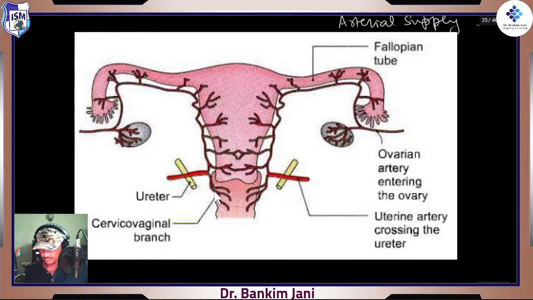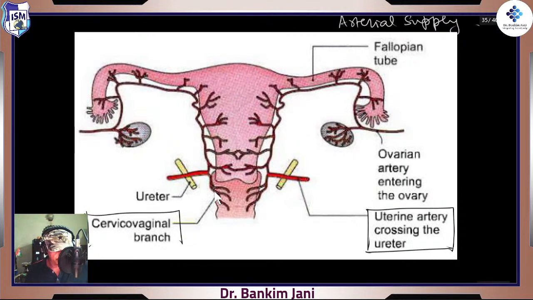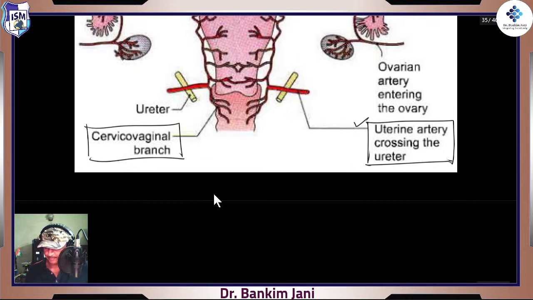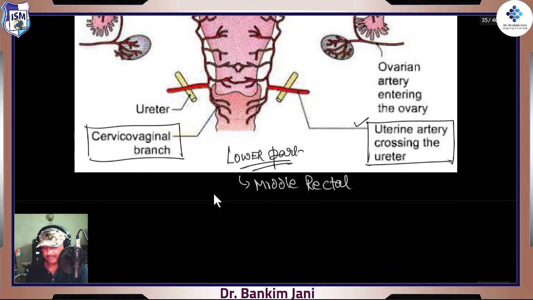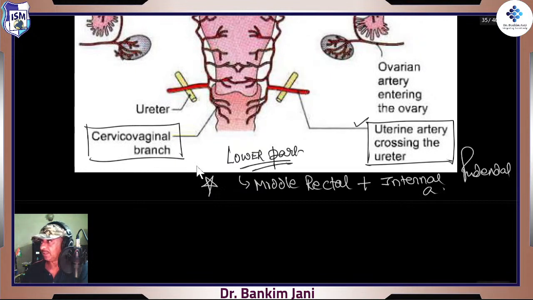So here it is, the ovarian arteries which are entering the ovaries, but the most important is this uterine artery which crosses the ureter, and then gives all those branches, right? Some of the branches are also called the cervico-vaginal branches, these are branches from the uterine artery. So the nearest uterine artery supplies the nearest part. Vital thing to remember in this case is the lower part. Rest is okay, but the lower part is supplied not by the uterine but by the middle rectal plus internal pudendal arteries. But do remember, it is only the lower part, right? That is what it would be.